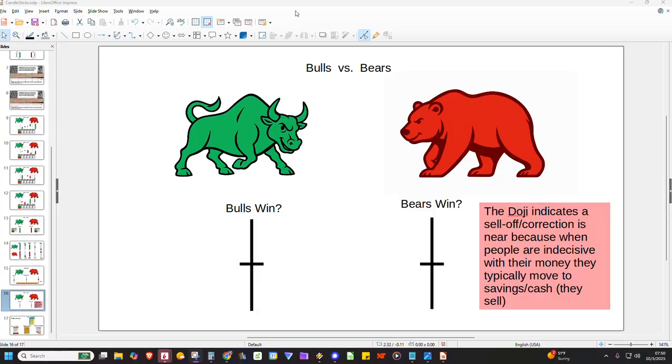Okay, so in closing, for the doji, I believe a doji is a bearish indicator, because of the fact that when people are indecisive, they typically sell and move to cash. So that's why a doji typically indicates that there's something big coming on the bear side, because people don't know which way it's going to go, and so they're just going to move to safety.